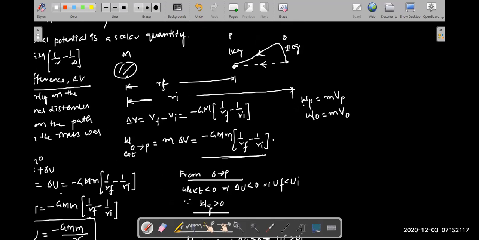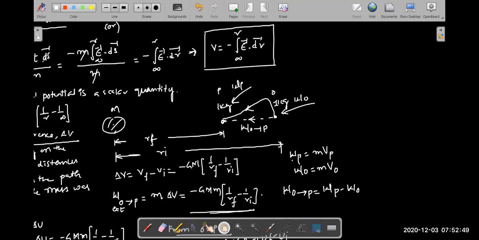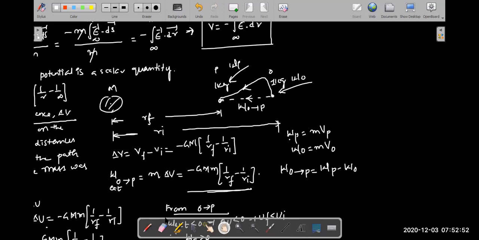Let's say you directly brought it and placed it at point P. The work done for bringing it and placing it at point P is WP. Bringing it and placing it at O is WO. But for shifting from O to P, can I say that the work done in moving from O to P, because it doesn't depend on the path, is the work done at point P minus the work done in bringing the block to point O? Do you agree with that?